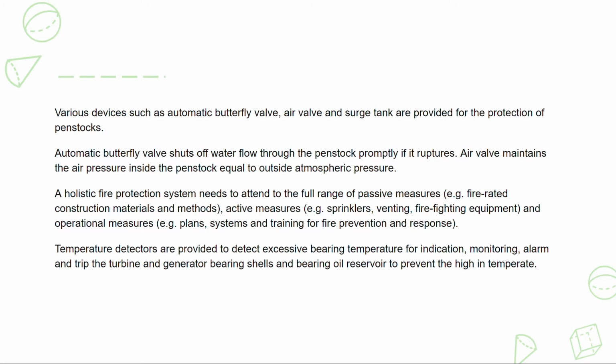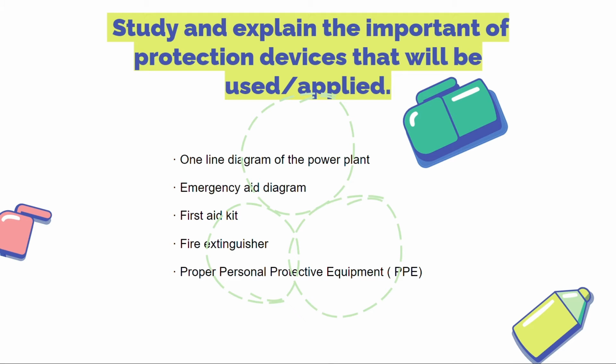So yeah, other than this, we will also be having our first aid kit. If any accidents happen, we will be using the first aid kit. Definitely, a first aid kit is a must to have. And we will also be using PPE, which is a must, to prevent any accidents from happening. So yeah, that's for the important protection devices. So that's what we have explained.